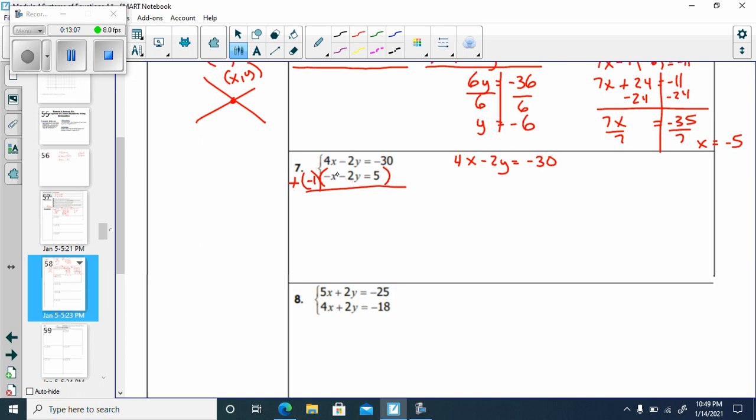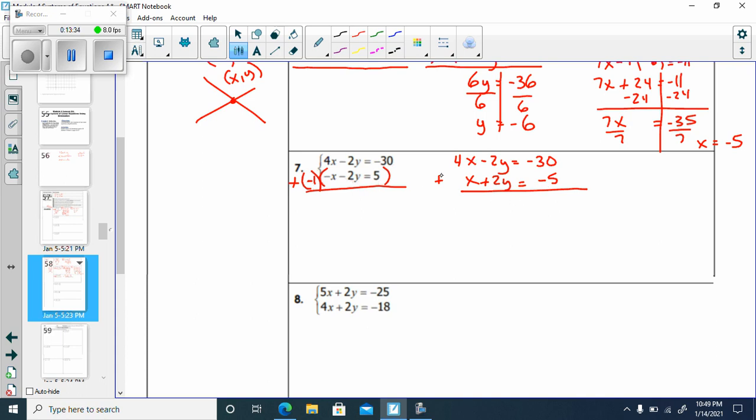Distributive property, negative 1 times negative x is a positive x. Negative 1 times negative 2y is a positive 2y. Remember, we're adding these. A negative 1 times a 5 is a negative 5. Notice we multiplied everything in the equation by negative 1. Everything had to change signs. My negative x is a positive x. My negative 2y is a positive 2y. My positive 5 is a negative 5.